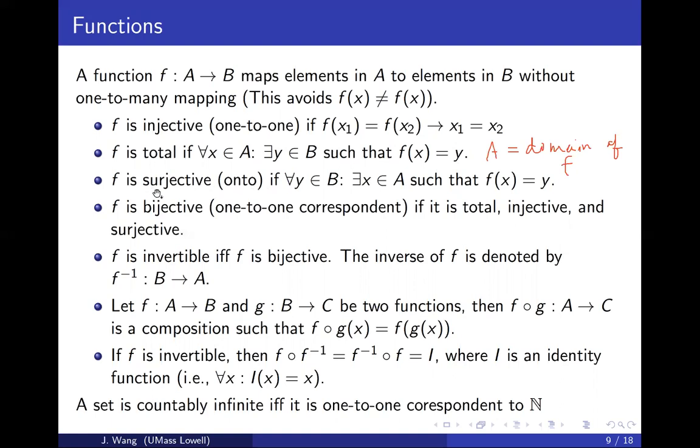And then f is surjective, and we call it onto. That means that for any y in B, there is always an x in A such that f of x is equal to y. So this is called a range of f. And we call f a bijection. In other words, f is bijective. The other name for this is one-to-one correspondence.